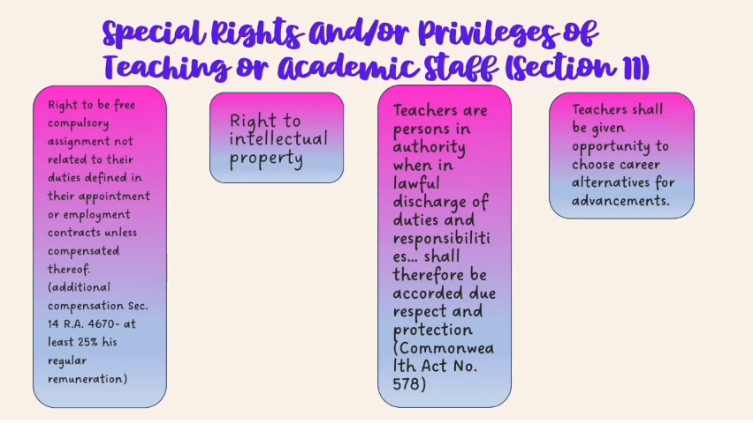Fourth one is the legal safeguards for teachers. Commonwealth Act number 578 serves as a legal safeguard to ensure the safety and security of teachers in the educational environment. And this aims to deter acts of disrespect, disobedience, or violence against teachers. Duty to uphold discipline. Teachers have the responsibility to uphold discipline and maintain order in the classroom and school while exercising their authority. They should do so fairly and within the bounds of the law.